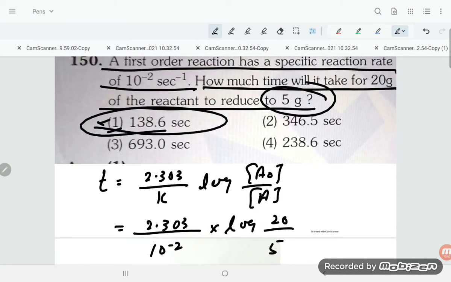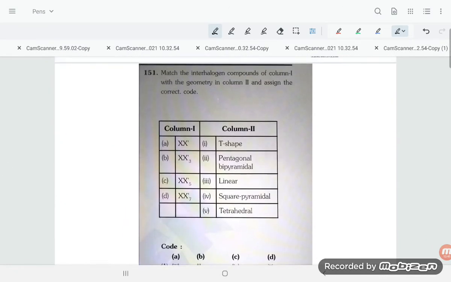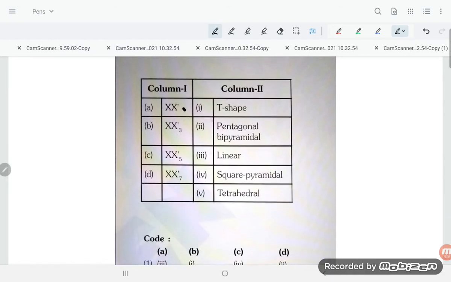Now let us move to the next question, student. What is the next question here? Question number 151 is the next question. Okay, so how can you solve question 151, student? So X is linear, X dash is linear, so A is going to be third. B, X3, that is, if you talk about X3, has 2 lone pair electrons, so that is T shape, that is first.